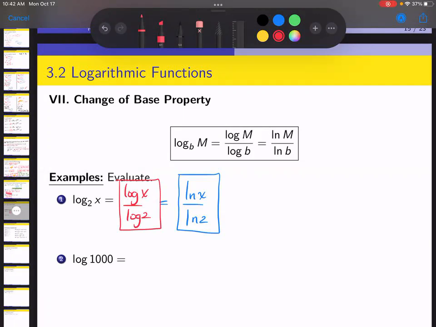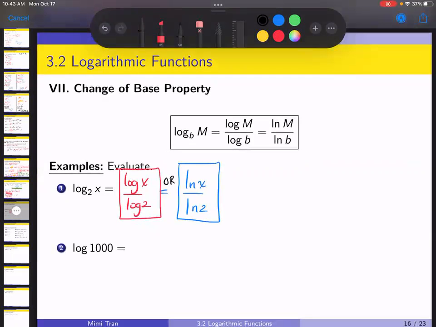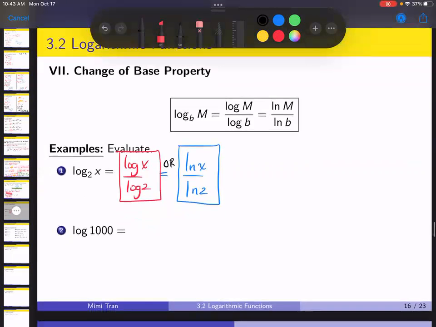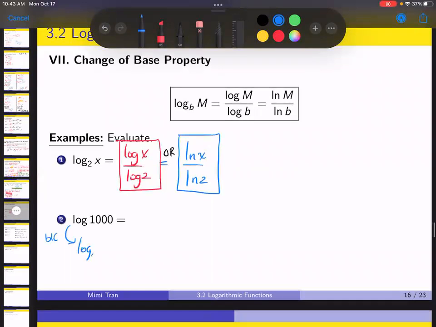Let me ask you a question. What's log 1000 equal? You should be able to tell me right away. Log of 1000. Anyone? 3, right? Thank you. Bonus check mark for you. 3, because it's log base 10 of 10 cubed. Remember, the log and the exponential cancel, so it's equal to 3.